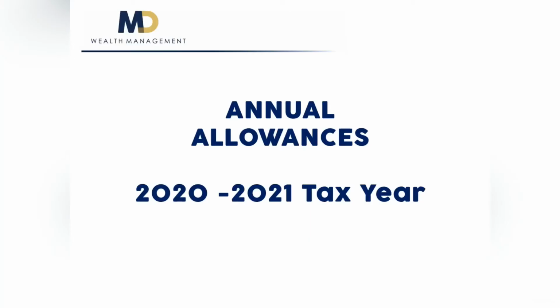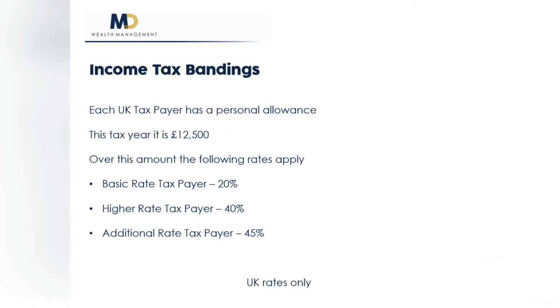Annual allowances for the 2020-2021 tax year. Each UK taxpayer has a personal allowance, and this year it is £12,500 for this tax year 2020 to 2021. Over this amount, the following rates apply. Anything from the next £37,500 gets charged at 20%. Between £37,500 and up to £150,000, it's 40%. Anything over £150,000 is the additional rate taxpayer at 45%.